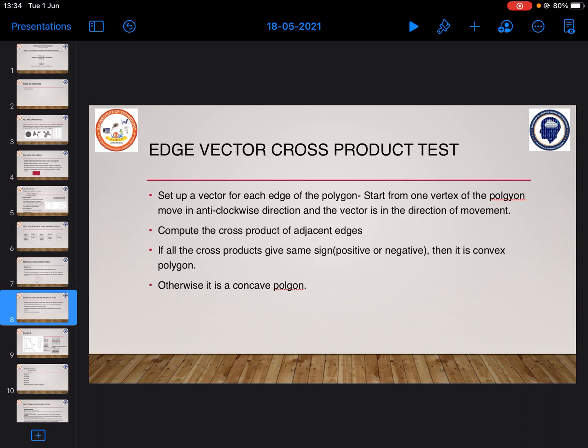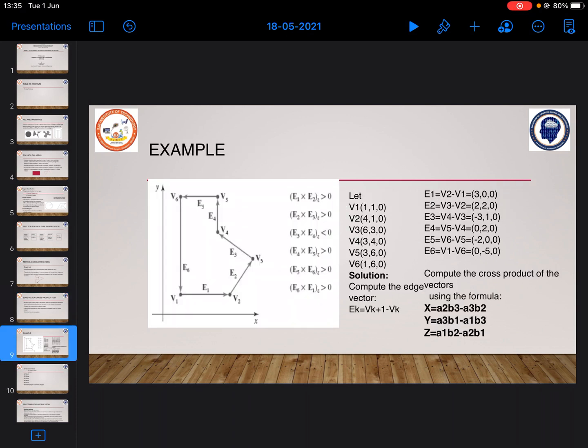Next we have the other method, called the edge vector cross product test. Here, first we set up a vector for each edge of the polygon, starting from one vertex and moving in an anti-clockwise direction, with the vector in the direction of the movement. Then we compute the cross product of adjacent edges. If all the cross products give the same sign, then it is a convex polygon, otherwise it is concave.